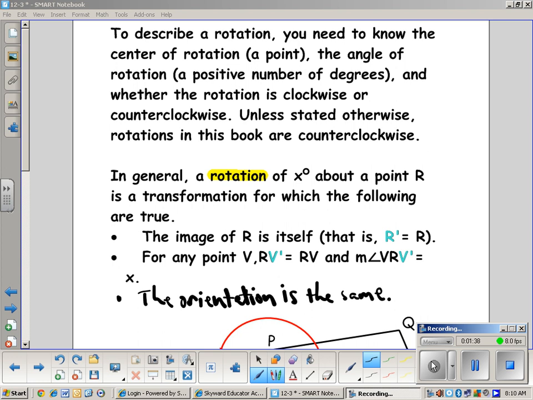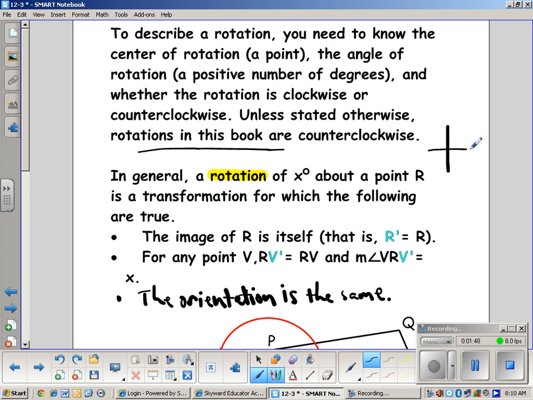In this book, as it's saying right here, rotations are counterclockwise. In math, counterclockwise rotations are positive. So if I rotate this way, counter to the way the clock runs, that's going to be a positive rotation. Where if I rotate this way, that would be a negative rotation, okay? So 90% or more, maybe 100% of what you're going to do in here is going to be just the positive rotations. It's going to be always counterclockwise.